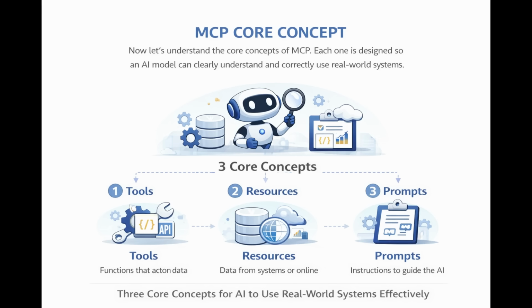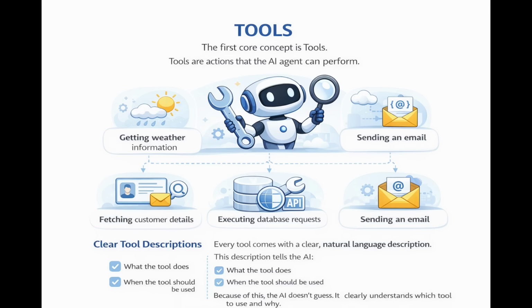Let's go through them one by one. The first core concept is tools. Tools are actions that the AI agent can perform. For example, an AI agent can check the weather, look up customer information, read data from a database, or even send emails automatically.